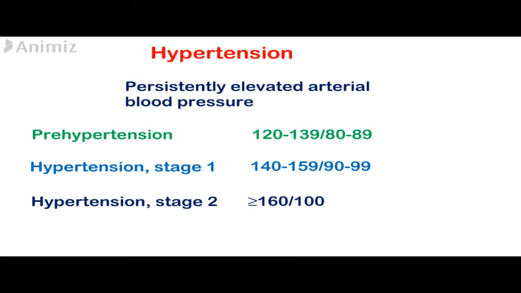While if the patient's systolic blood pressure is between 140 and 159, while the diastolic blood pressure is between 90 and 99, that is stage 1 hypertension. But if the systolic blood pressure is equal to or more than 160, while diastolic blood pressure is equal to or more than 100, that will be stage 2 hypertension.